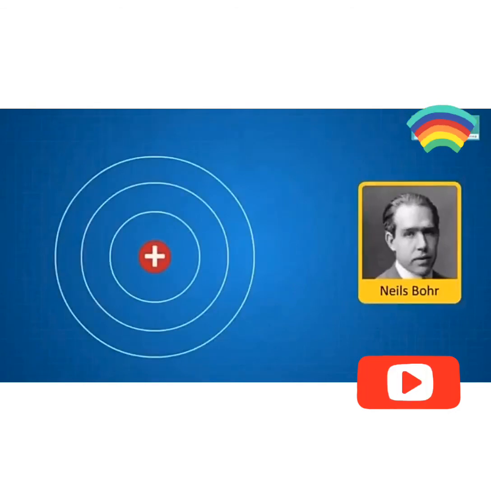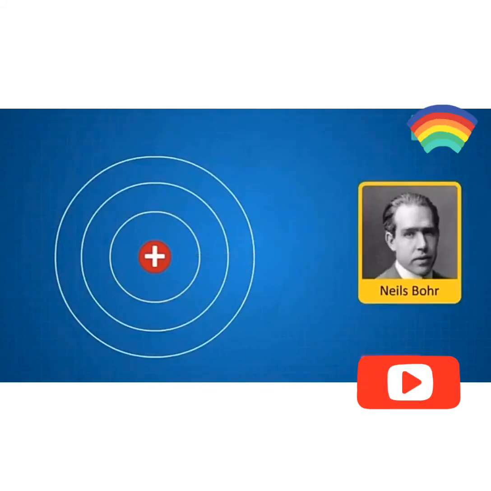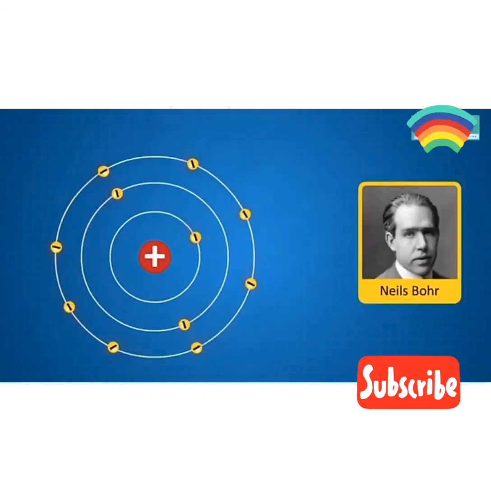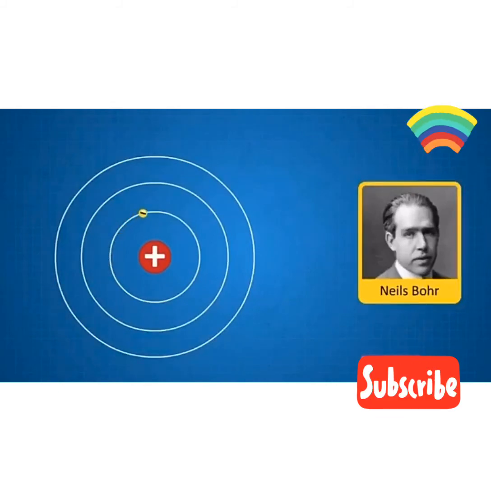Also, he declared that the different shells were unique with fixed energy levels. The first shell had less energy than the shells further from the nucleus. He observed that the electrons existing in each shell also had fixed energy. When an electron of a specific shell absorbs more energy, it jumps to the next higher shell, and when the electron loses its energy, it falls back to the previous shell.